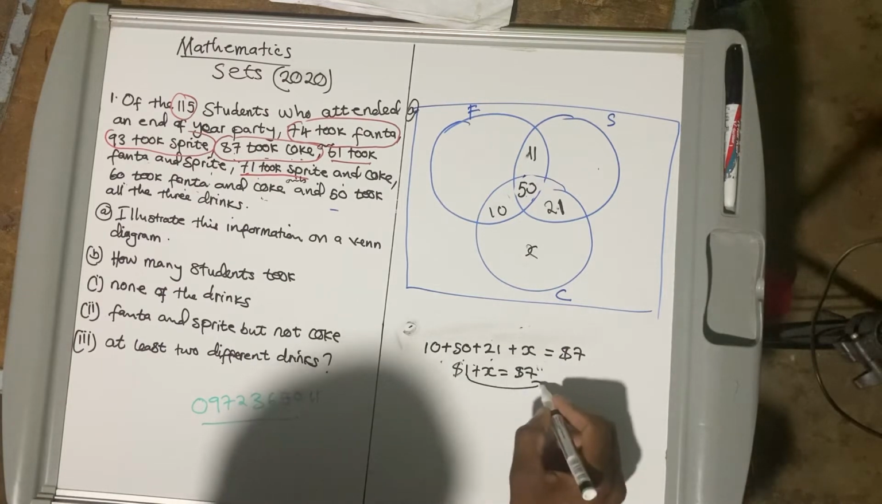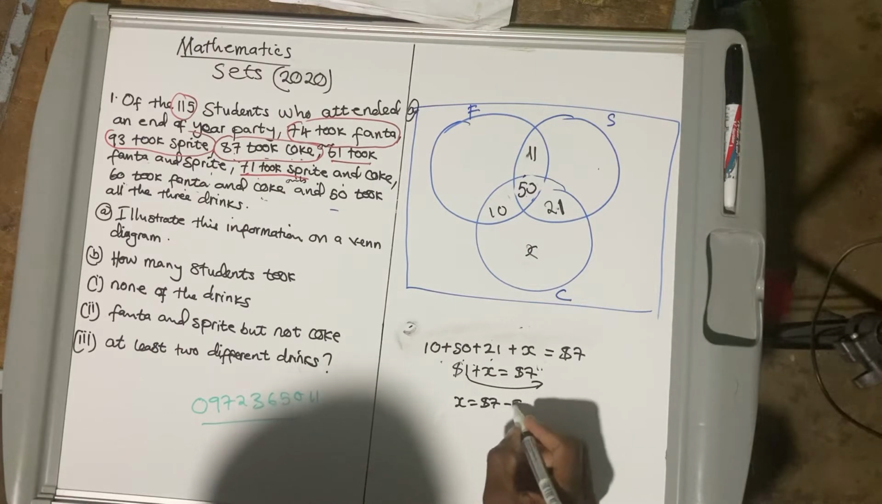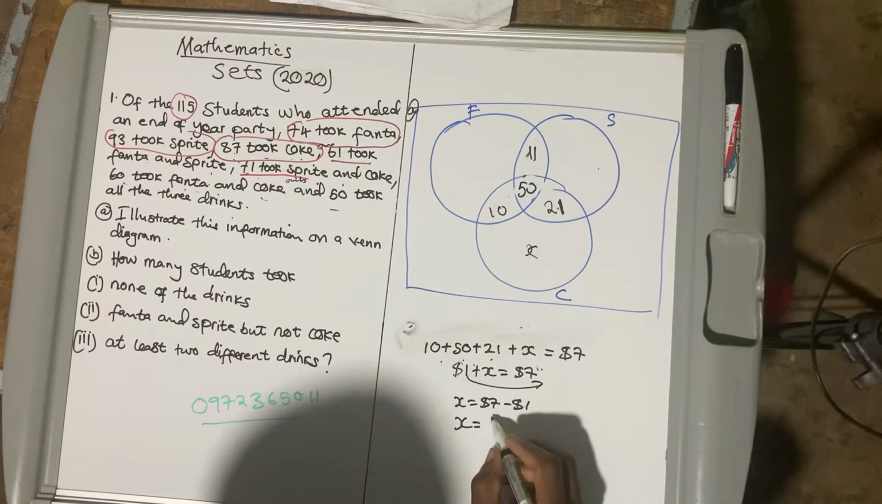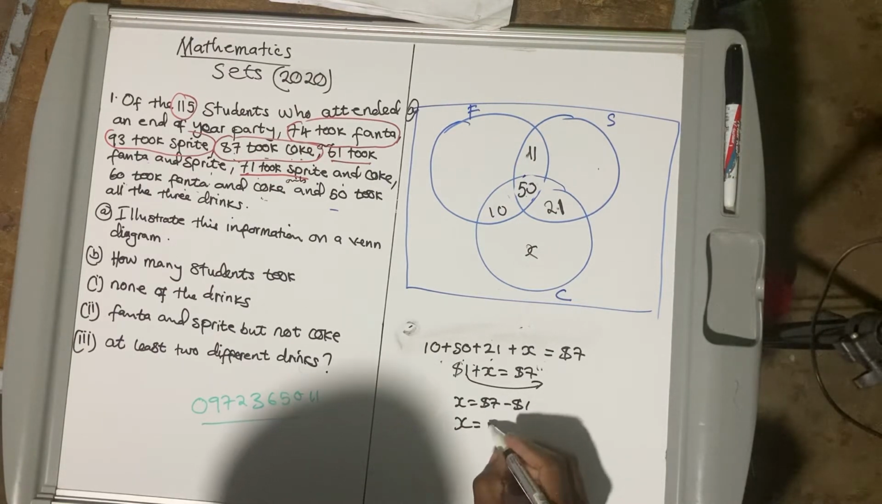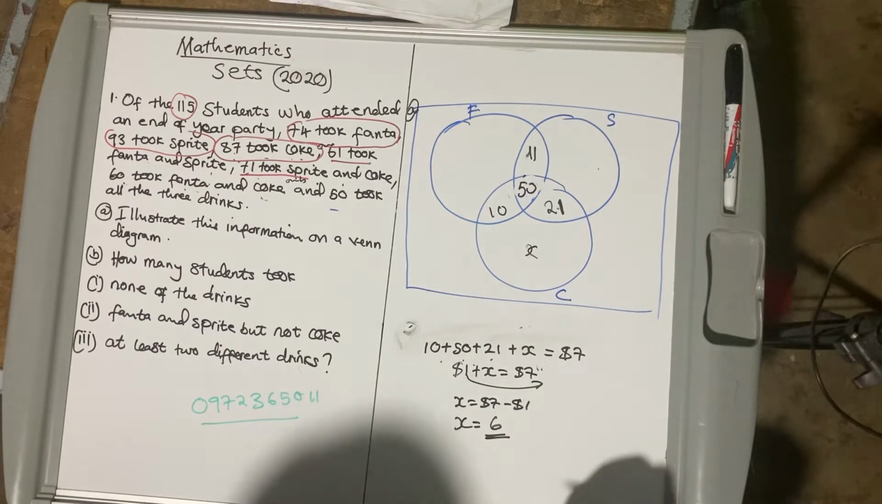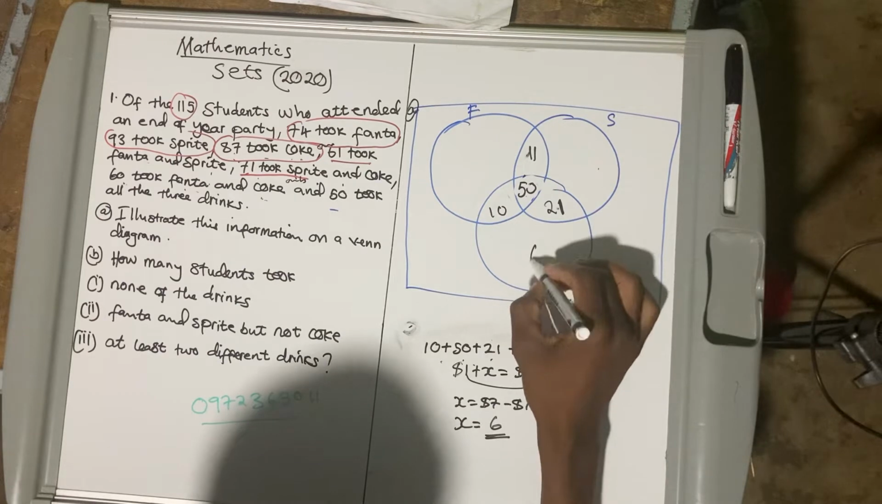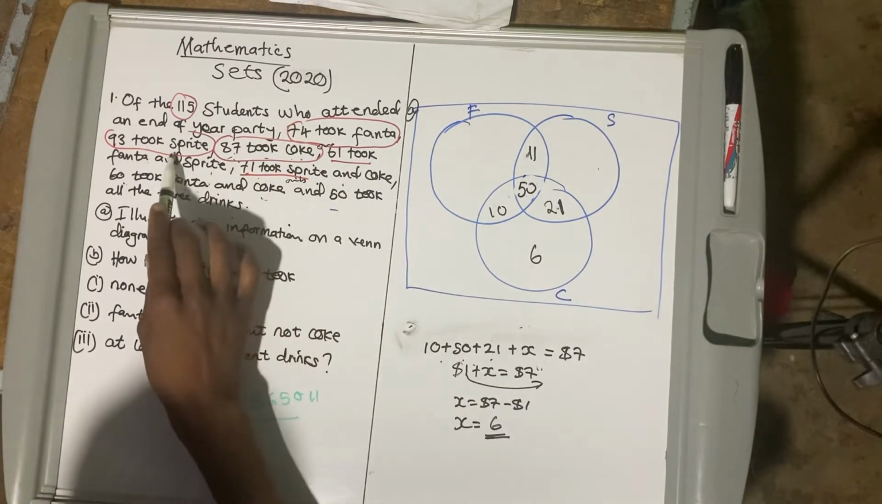So we have 81 plus x is equal to 87. 81 goes there. x is equal to 87 minus 81, which gives us x is equal to 6. So the ones who took Coke only are 6. We're done with this. We go to the next part.